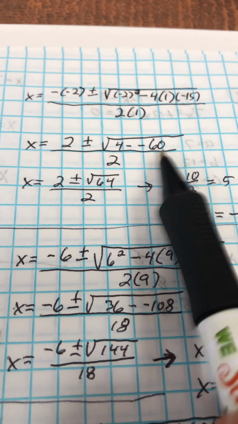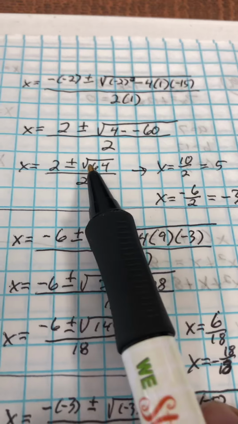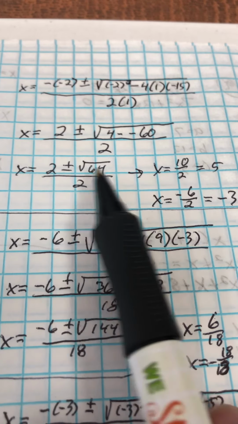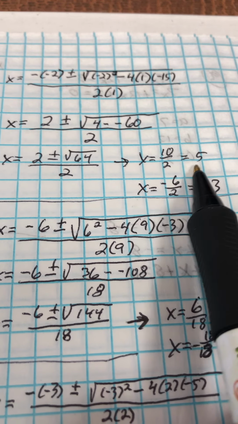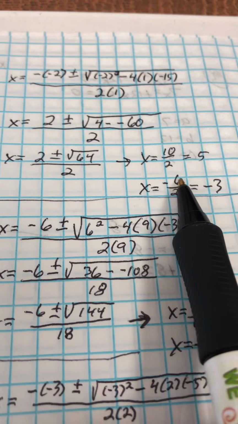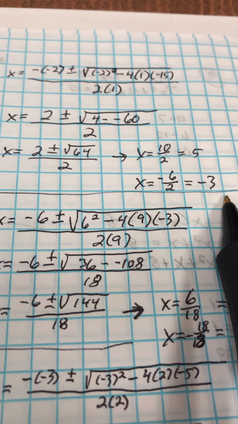4 plus 60 would be 64 because 4 minus a negative is plus. Square root of 64 is just going to be 8. So 2 plus 8 is 10 over 2, so your first answer would be 5. 2 minus 10 would be a negative 6 over 2, and negative 6 over 2 would be negative 3.